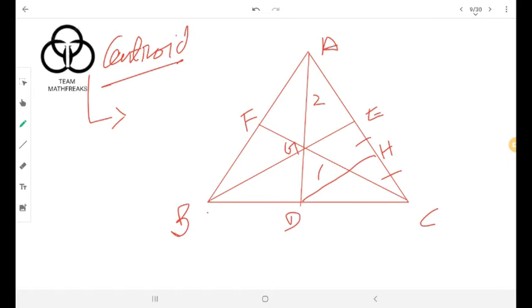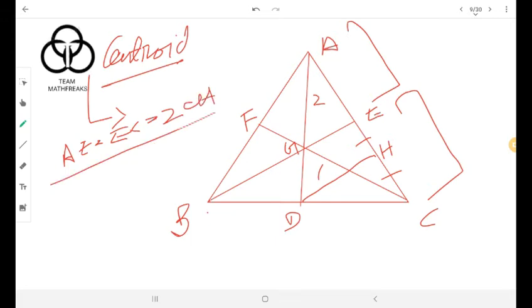Then what are we having, you just see. And we know that this is the midpoint of AE. AE equals EC. We know this. AE equals EC equals 2 CH. We can write it. Is it correct or not? AE equals EC equals 2 CH equals 2 HE.